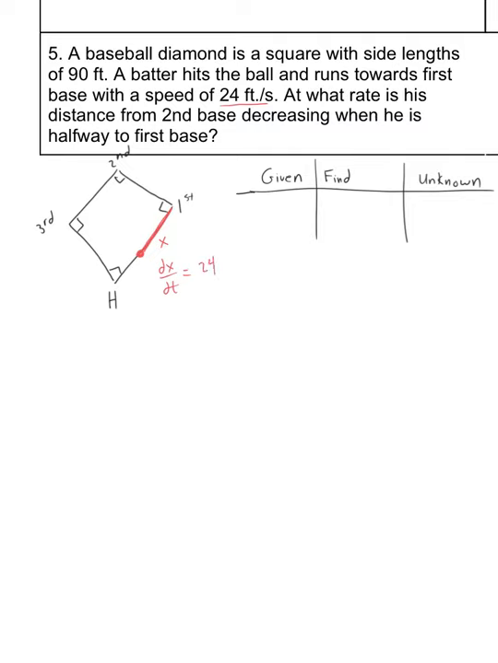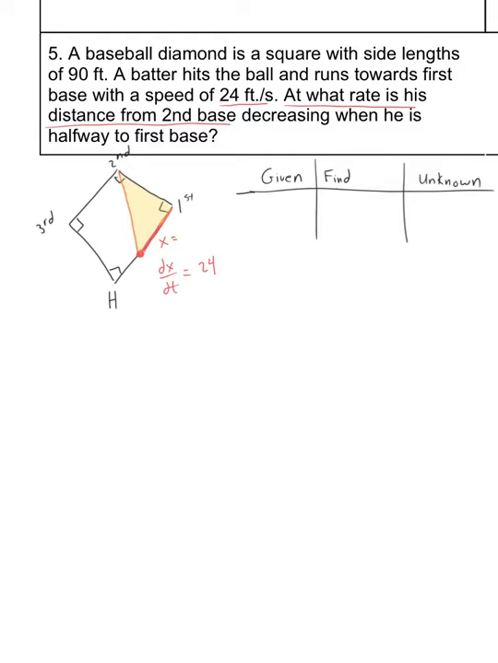It's asking us at what rate is his distance from second base changing. So his distance from second base, he's right here. His distance from second base is this length right here. So there is the right triangle that we're dealing with in this problem. It's this right triangle right here. There's our triangle. Okay, so we have x and dx/dt.